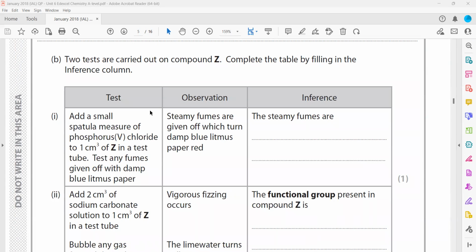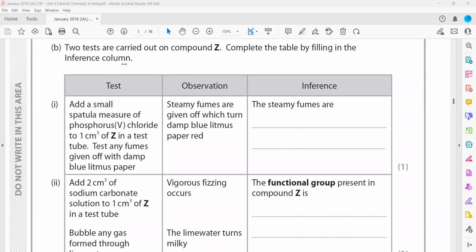In part B, two tests are carried out on compound Z. Complete the table by filling in the inference column. Add a small spatula measure of phosphorus pentachloride. So now we are testing Z. Again, it is giving steamy fumes which turn damp blue litmus red. What are the steamy fumes? That is due to hydrogen halide, HCl.